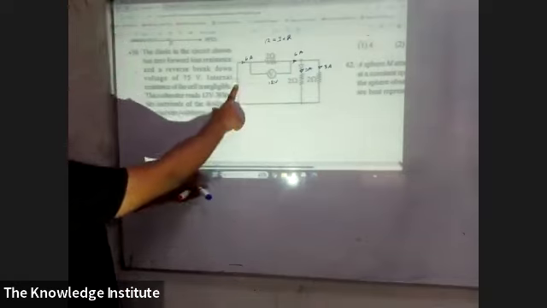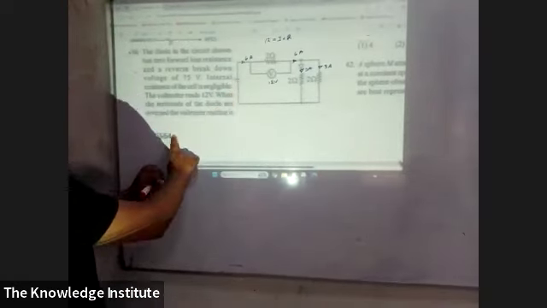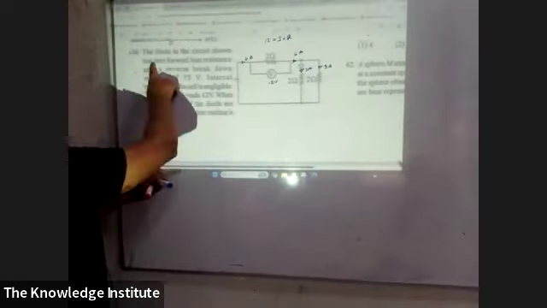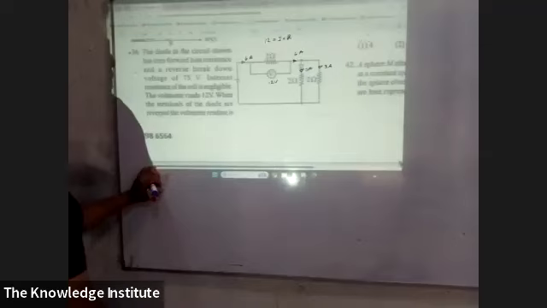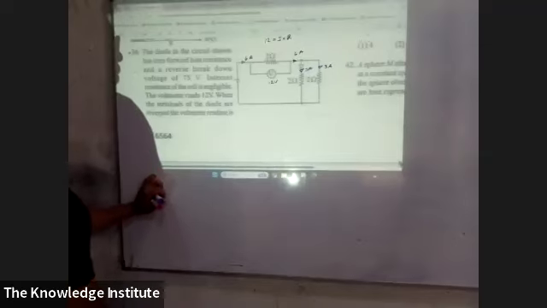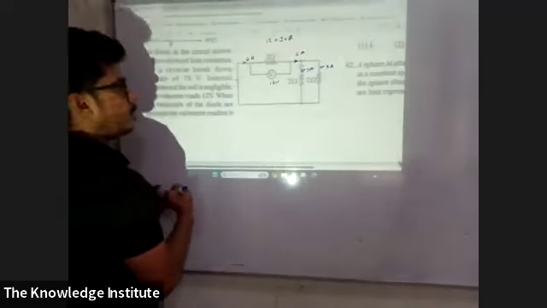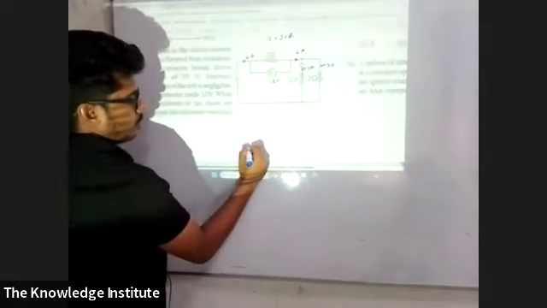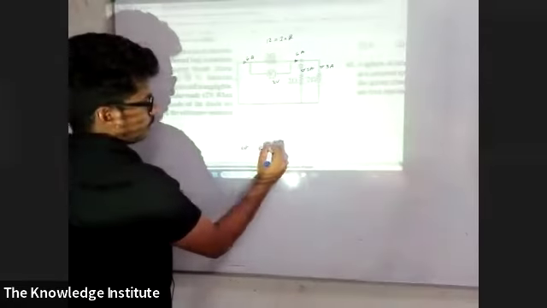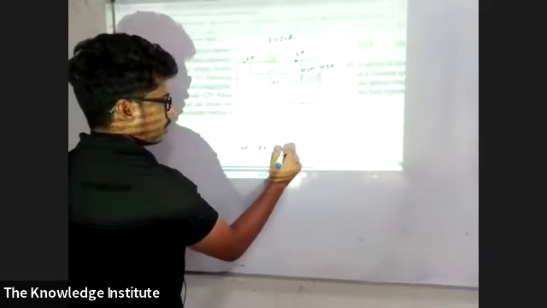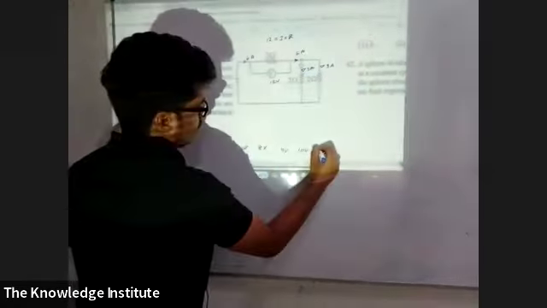So battery cell, what is the cell? It's not given, no? What are the options that we have? 6 volt, 8 volt, 9 volt, 10 volt, 15.